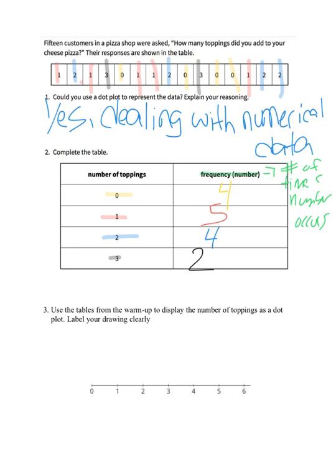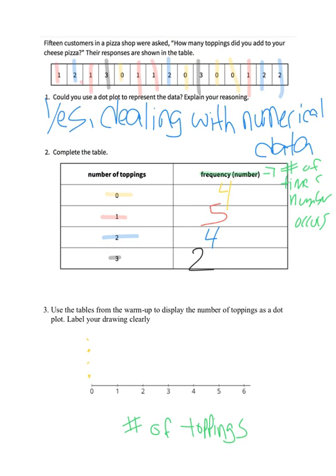So question 3 is going to read, use the tables from the warm-up to display the number of toppings as a dot plot. Label your drawing clearly. So let's just start off and remember we want to label. So I'm just going to put below our label, in this case, number of toppings. And now let's plot. So we have a frequency of 4. That means I'm going to be using 4 dots to represent that number of toppings.